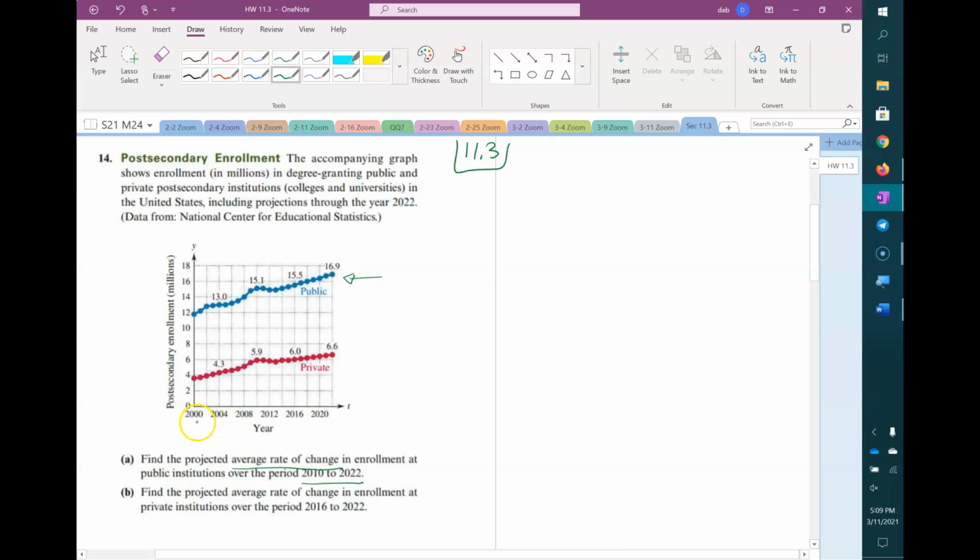So if you look at how the graph is laid out, it's going from 2000 to 2004 over 2 boxes. So each box is 2 years. So here's 2002, 2004, 2006, 2008, 2010 is right here. So we're coming up to the blue graph, and we're seeing when the year is 2010, our enrollment is 15.1.